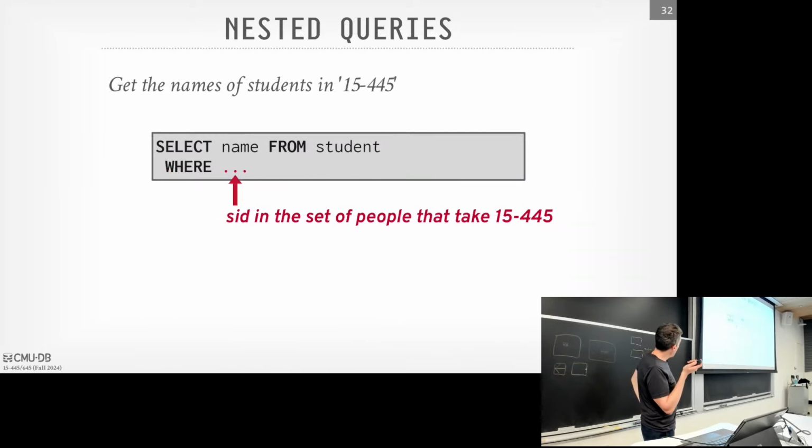All right, so let's try to get the names of the students in 15445. Again, this is going to be stupid because you could just rewrite this as a join without the nested query.